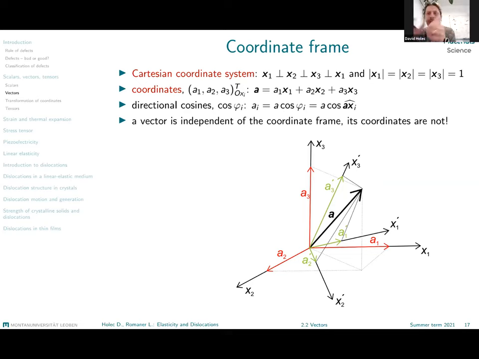Of course, if they do describe the same vector, they must be related somehow. And the relation is done by the relation of the coordinate systems. If I know how to come from one coordinate frame into another one, that means I do know how to translate coordinates in one coordinate frame to the coordinates in the other coordinate frame.